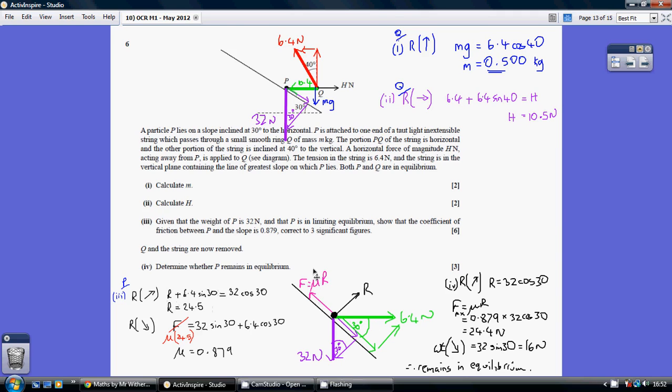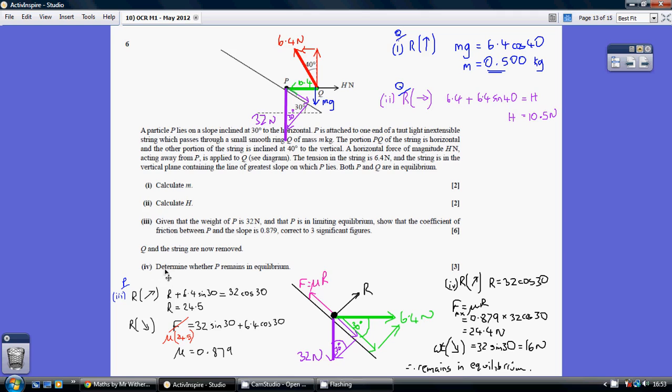Now, if we resolve up and down the slope, our only force going up the slope is the friction, which is mu times R. R we've just worked out to be 24.5, and our two components going down the slope are 32 sin 30, that's this purple component here, and 6.4 cos 30, this green component here. So this allows us to work out and prove that the coefficient of friction is 0.879.